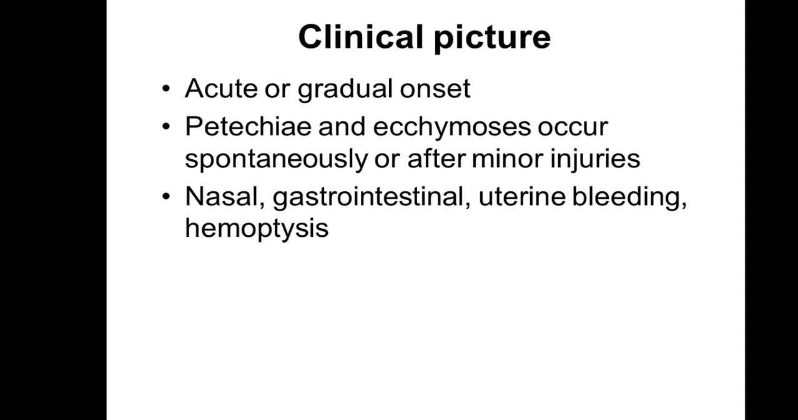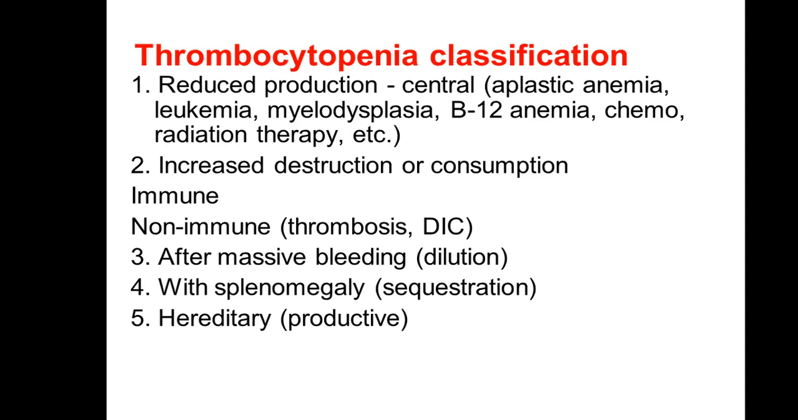Clinically may be acute or gradual onset. Petechias and ecchymosis occur spontaneously or after minor injuries, and also characterize nasal, gastrointestinal or uterine bleeding, or sometimes even hemoptysis.